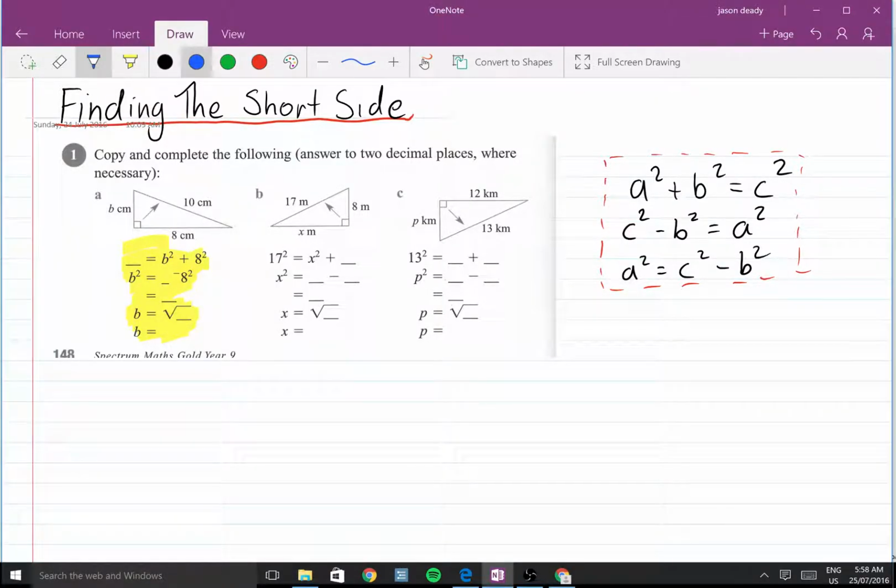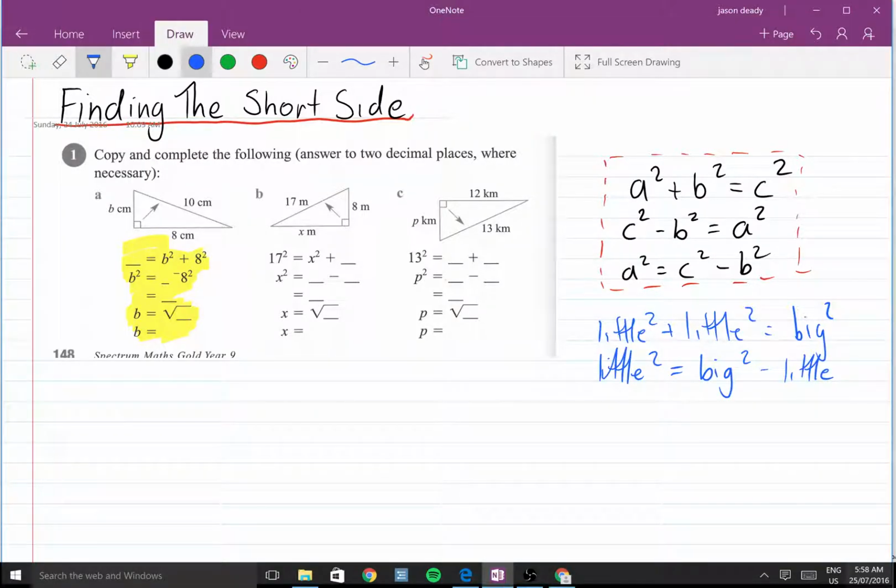Just think that if little squared plus little squared equals big squared, then little squared will equal big squared take little.